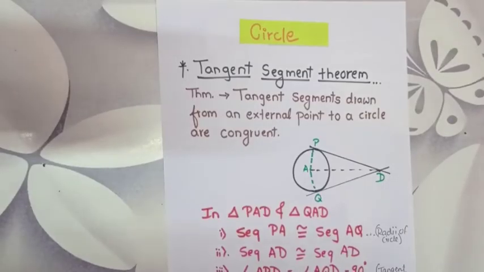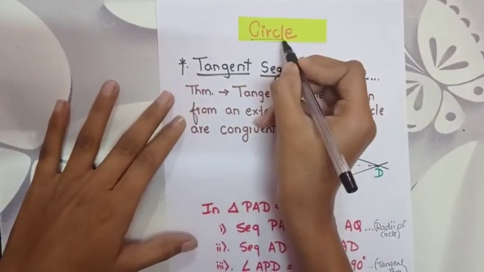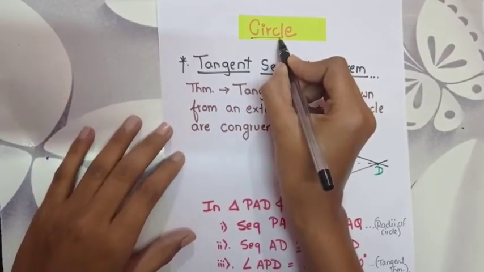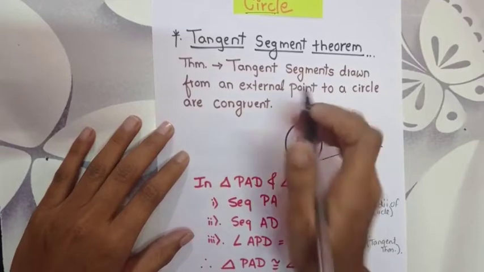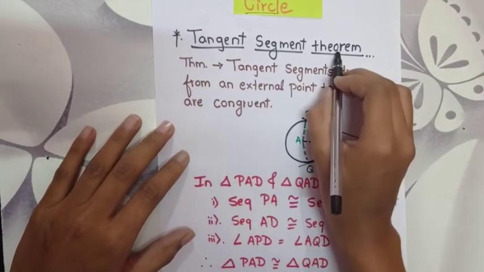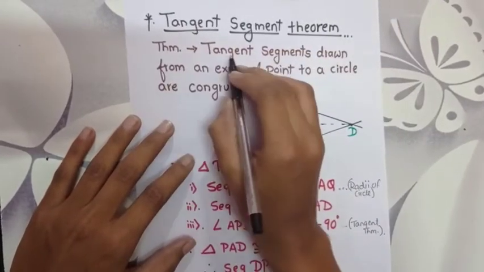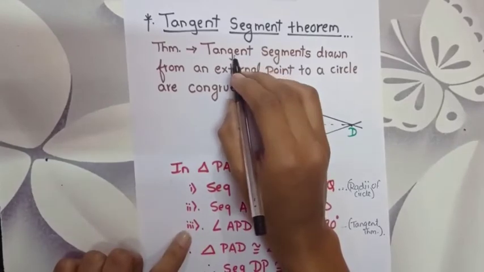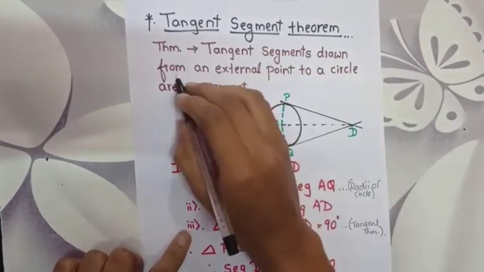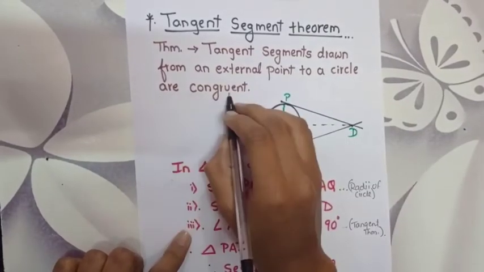In this video, we are going to learn about a theorem in the topic circle. Circle is a very important topic. Here we are going to see the tangent segment theorem. What does it state? The theorem statement is that tangent segments drawn from an external point to a circle are congruent.